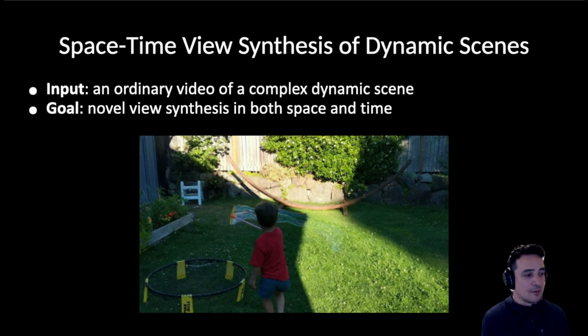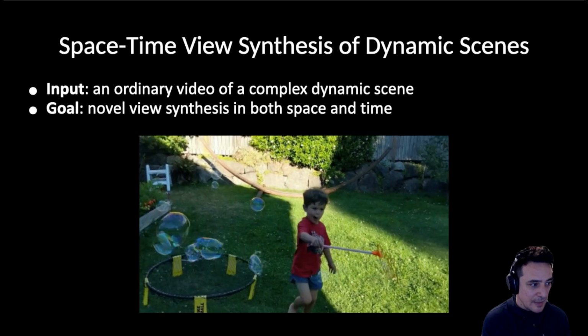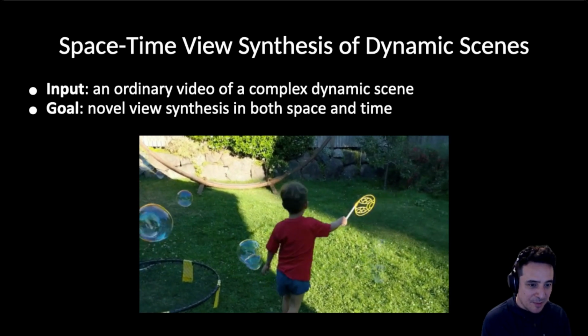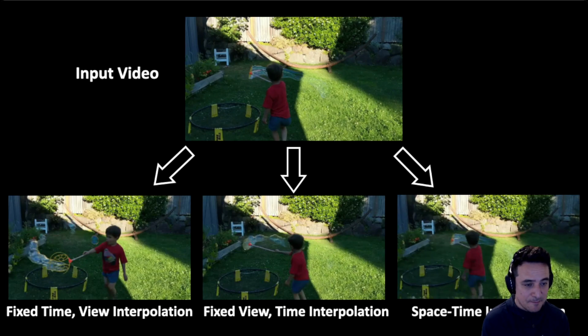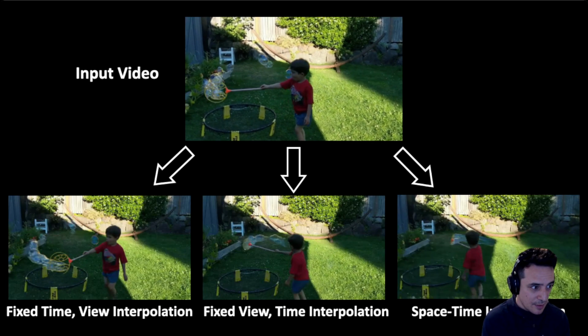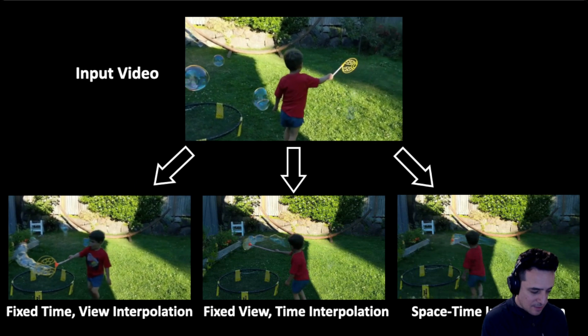The idea here was that we wanted to be able to take a single input video of complex dynamic scenes, such as this one here, of my son, with bubbles and some large motion and a kind of tricky scene, not a lot of camera motion either. We wanted to synthesize both novel views in space and in time. So we take this input and generate output like this.